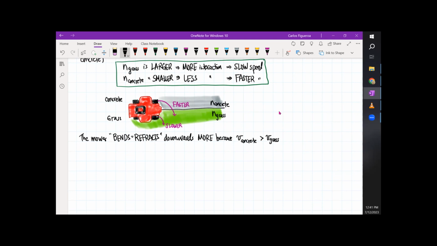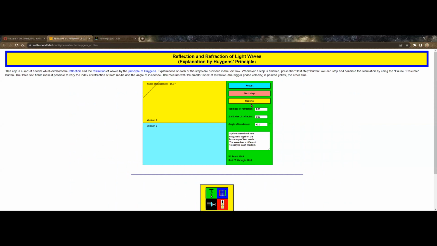So what I want to do here is to show you this. I'm going to show you the PhET applet, which is listed on wave refraction. And you'll be able to see this using the applet. So let's go to that. Okay, as soon as I get this, so here it is. So let's resume this.